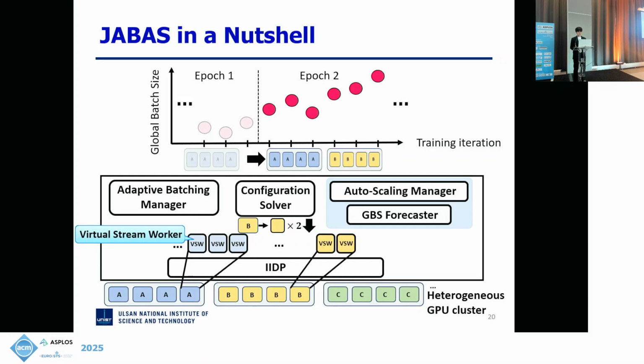As the training progresses, the GPUs are additionally autoscaled at the next epoch. In JABAS, the amount of autoscaling GPU resource, for example here, 4 additional GPUs at the next epoch, is determined corresponding to the predicted GBS trajectory by the GBS forecaster. Here, the point is, JABAS applies fine-grained adaptive batching at the iteration level and coarse-grained autoscaling at the epoch granularity.